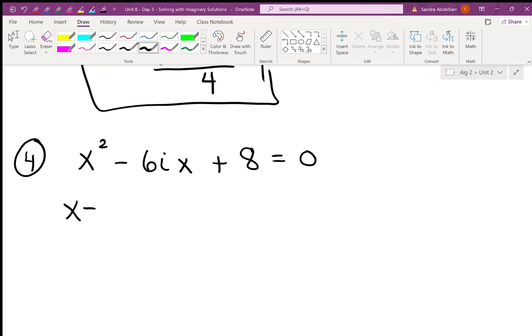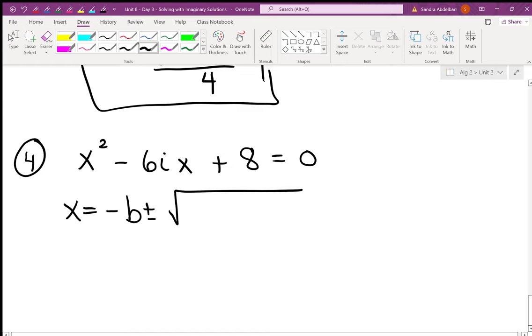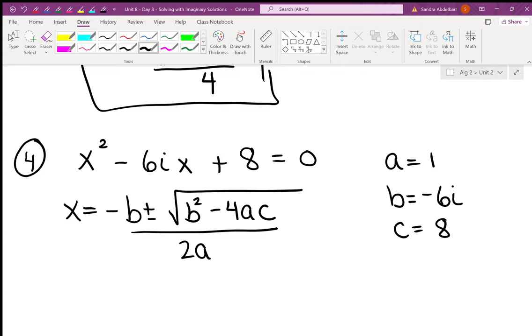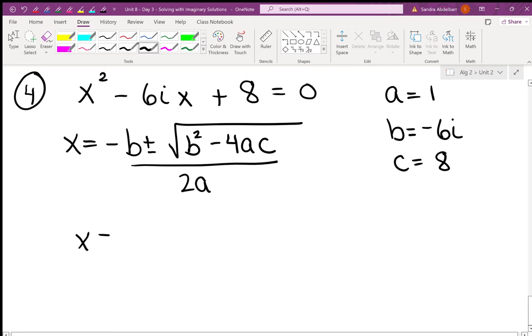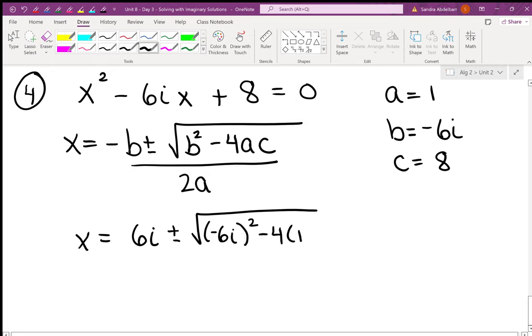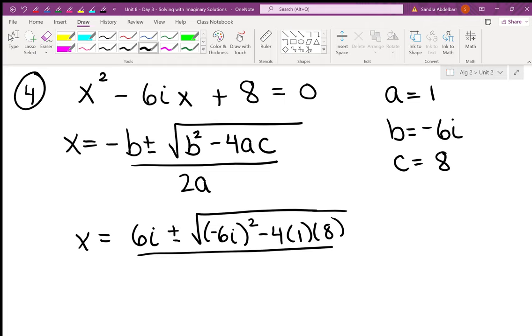So let's go ahead. We know x is equal to negative b plus or minus the root of b squared minus 4ac all over 2a. My a is 1. Our b is what? What do you think the b is? Negative 6i. You got it. That i is part of the b. Negative 6i. And our c is 8. So let's go and plug in. We're going to have x is equal to positive 6i plus or minus the root of negative 6i squared minus 4 times 1 times 8 all over 2 times 1.